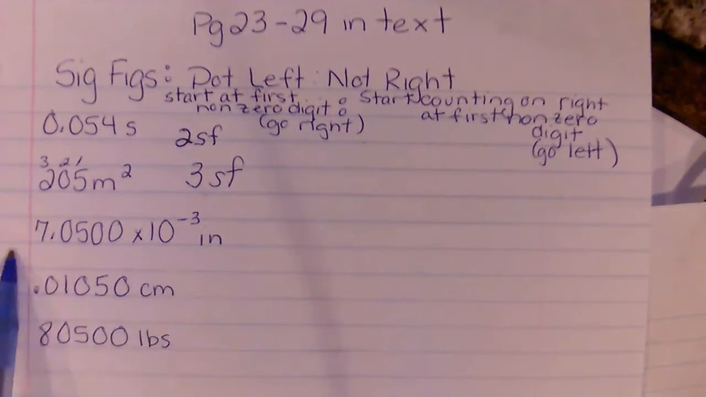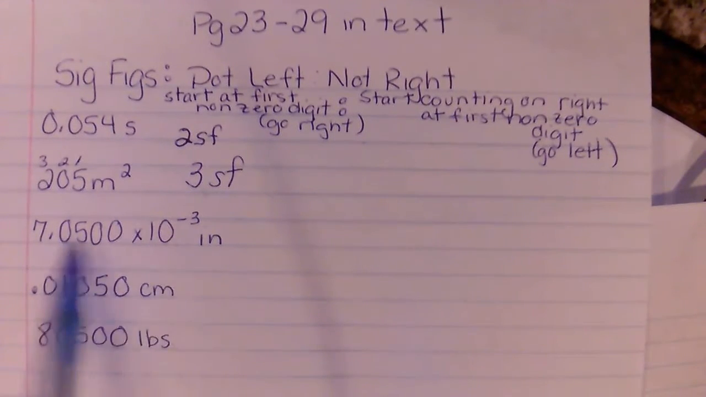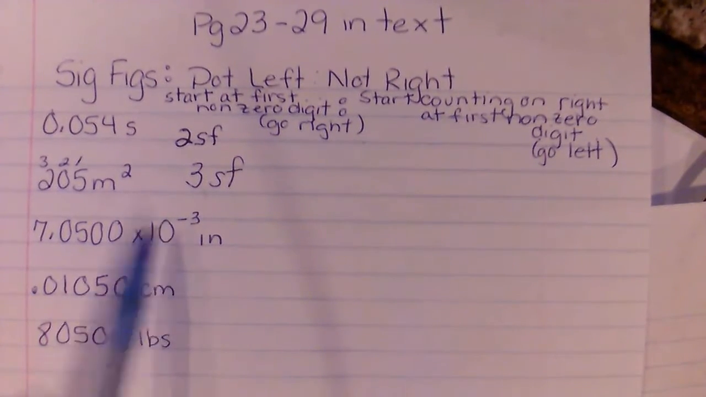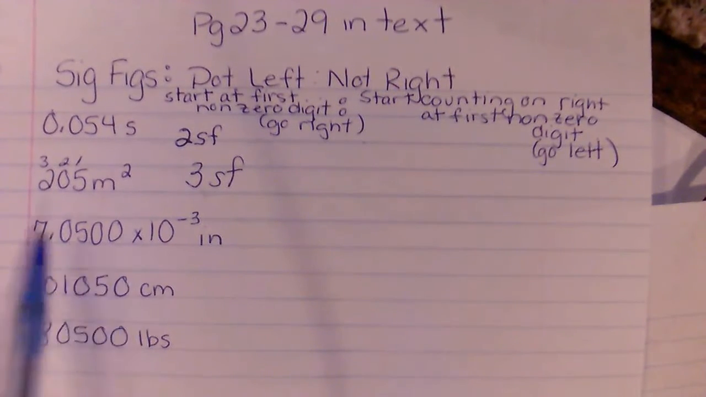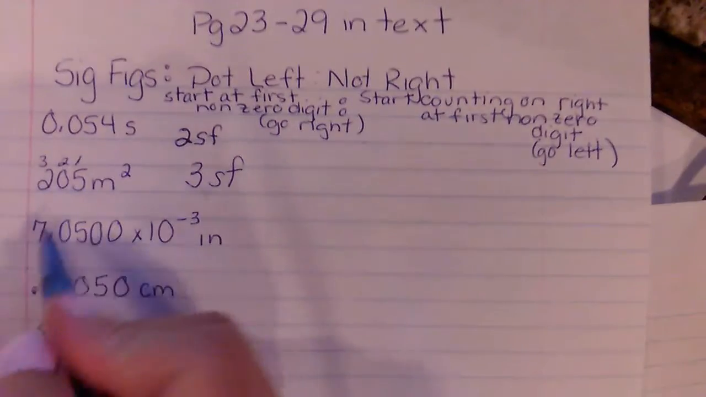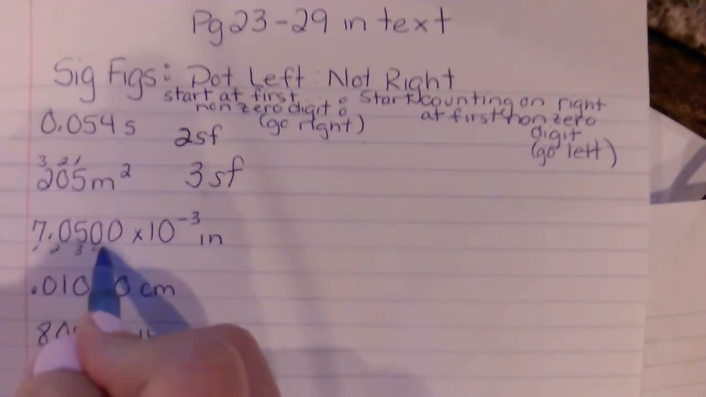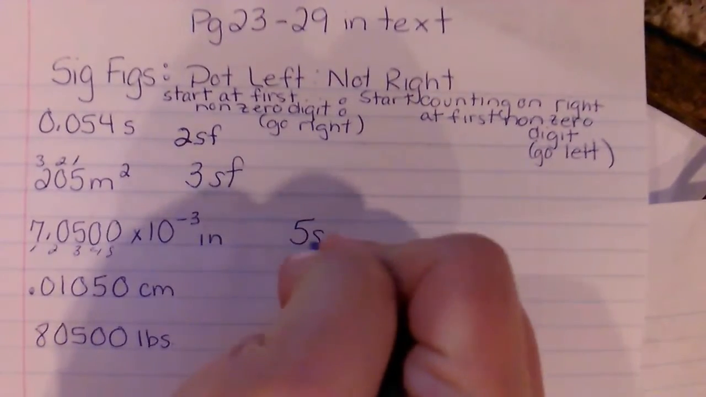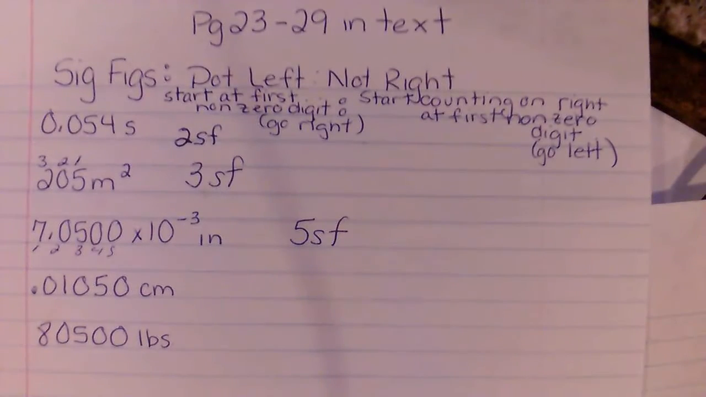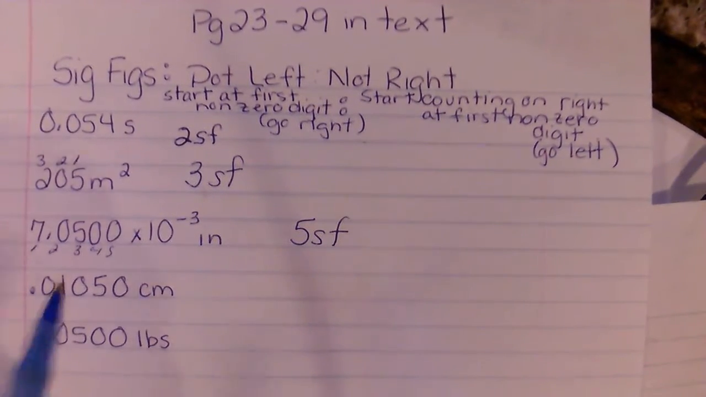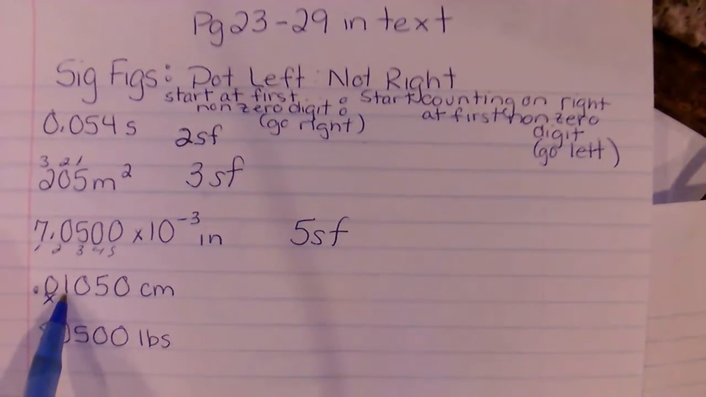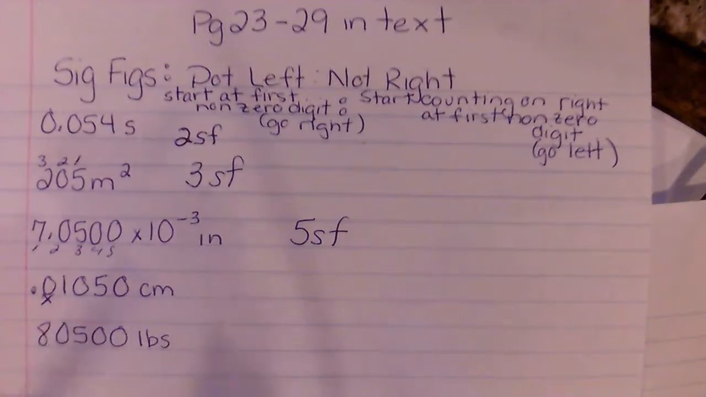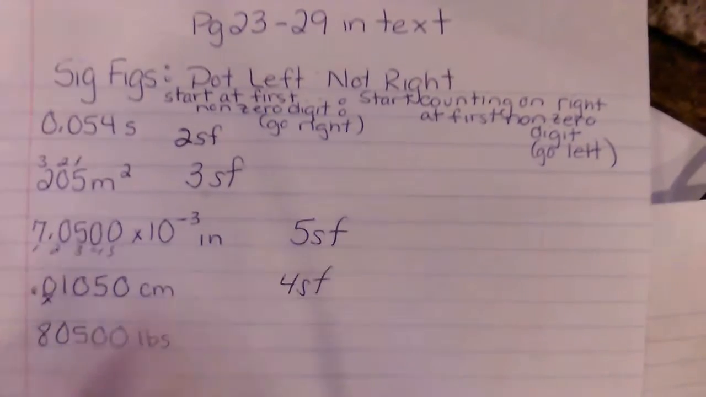So what if we do a scientific notation here? You ignore this right here, and you just look at this number. So this is dot left, so you start counting from the left. So 1, 2, 3, 4, 5. That would have 5 Sig Figs. This one right here, dot left. So you start counting from the left, but you can't start at a 0, so you can't start there. So you start here, 1, 2, 3, 4. So that has 4 Sig Figs.